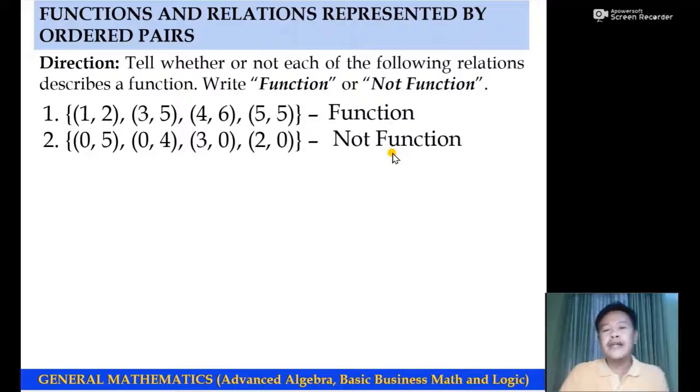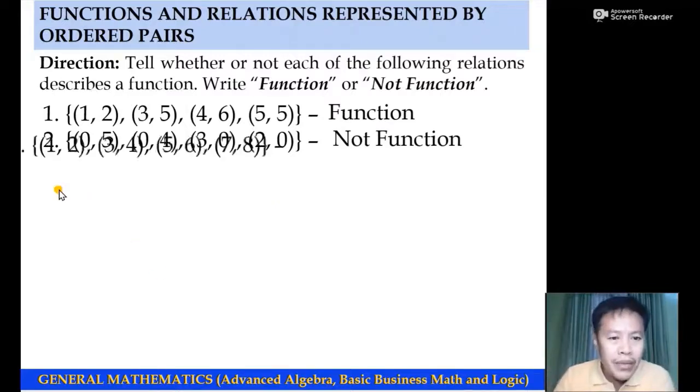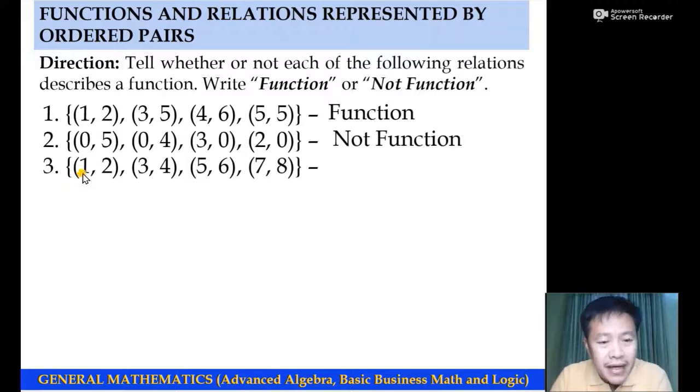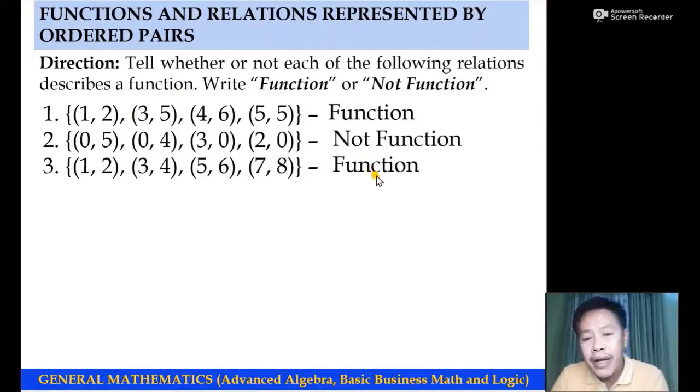Okay? Relation has four types. We have one-to-one, we have many-to-one, and these two are functions. The third is one-to-many and many-to-many, and these are relations or mere relations, or they are not functions. We will proceed with number 3. The abscissas are 1, 3, 5, and 7, and this is a function. We are going to determine whether this is a one-to-one or not. So we have 2, 4, 6, and 8. And this is 1 to 1.